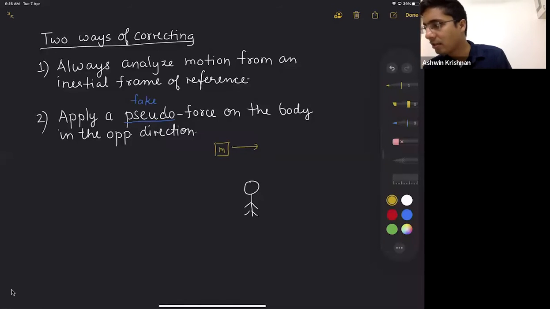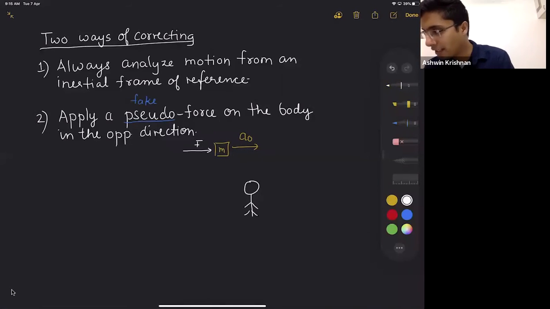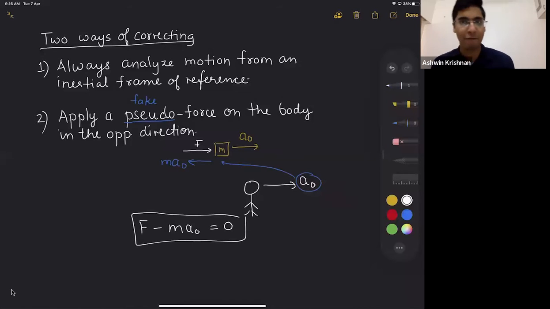So in this situation, for instance, in the non-inertial situation, what is happening is it was actually accelerating with A naught. What we are basically now saying is that there was an original force F. We will apply in the opposite direction. Let's say this observer is moving here with A naught. As a compensation for this, we will apply an opposite force M A naught, right? Then this will make sense because now we know that the net force is F minus M A naught, which will obviously have to be 0 because F from the first equation was equal to M A naught. So this is the second way.